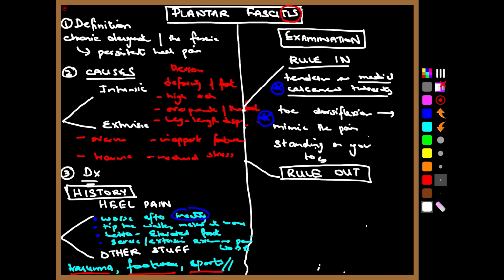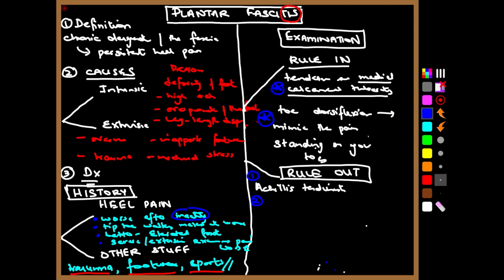Okay, now in order to rule out, let's start over here. We've got the Achilles tendinitis that we'd want to rule out, number one. Now Achilles tendinitis tends to have pain at the back of the heel, and if we're able to palpate the back of the heel and the tendon itself, we should be able to rule it out.